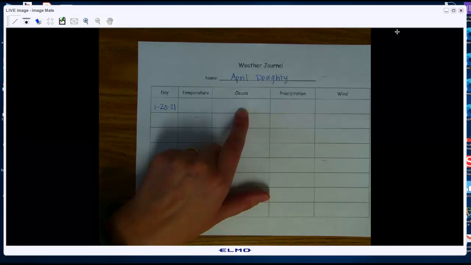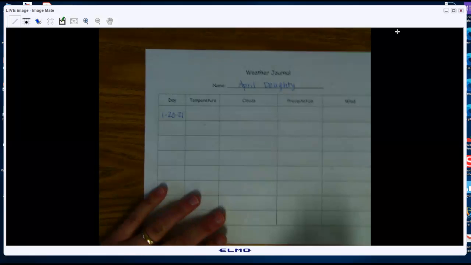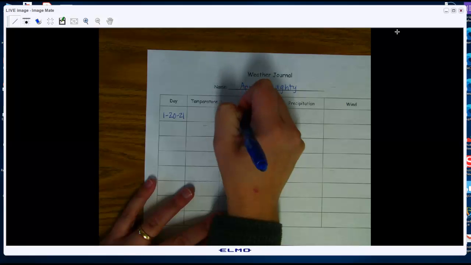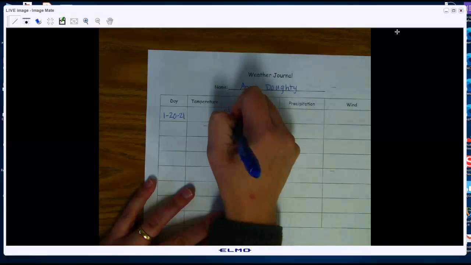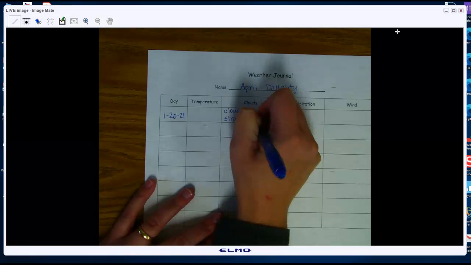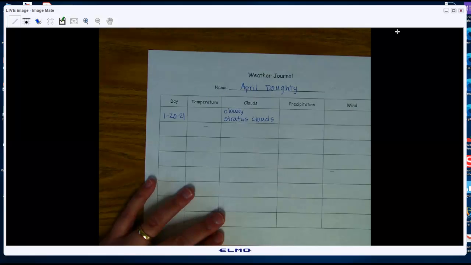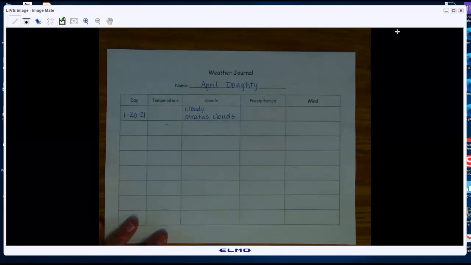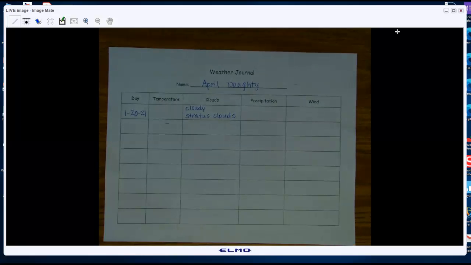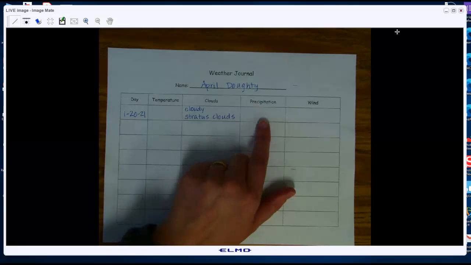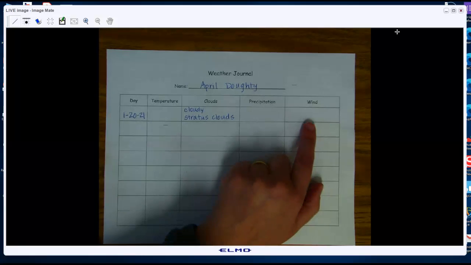So what do y'all think today? Yeah, stratus. They cover the whole thing. So we're going to say it's cloudy and we're going to put stratus clouds. And remember, stratus clouds mean gray. Today it's cloudy. There might be no clouds some days that we're doing this. Might just be sunny. We write sunny there. No clouds, sunny. Okay, then precipitation. We're going to go look at the rain gauge and decide how much rain we've had. And then we're going to go use our wind sock and see what the wind is like.